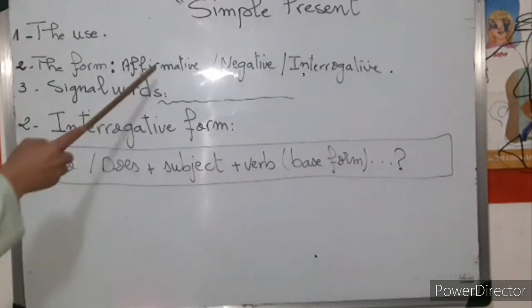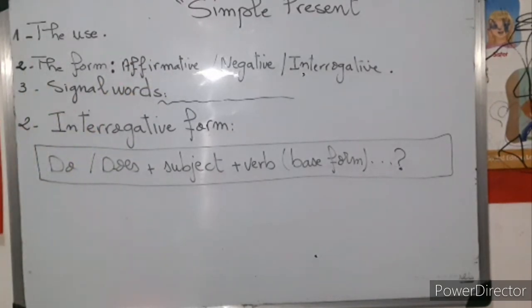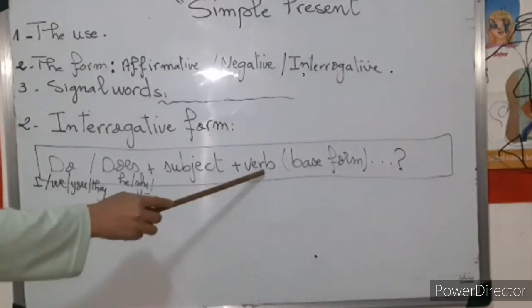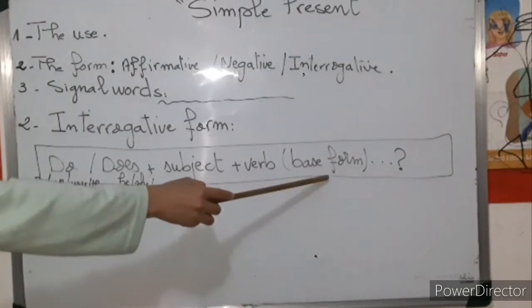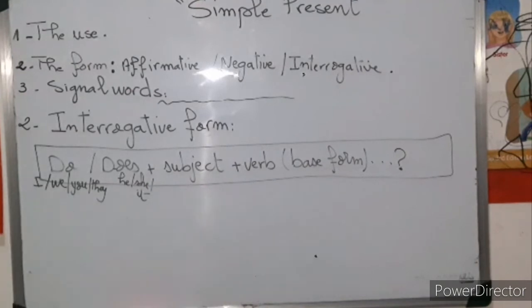If you still remember, in the negative form and in the affirmative form, we started the sentence with subject, then the verb, or then the auxiliary in the negative form. But here, in the interrogative form, we invert them. So we start with the auxiliary, again, do or does. Again, it depends on the subject, plus verb. Verb is in the base form.